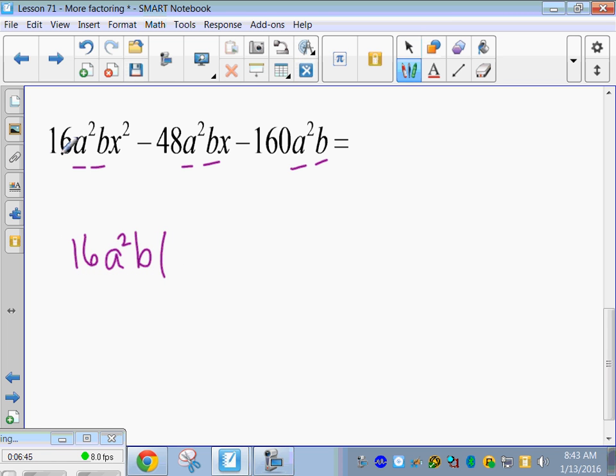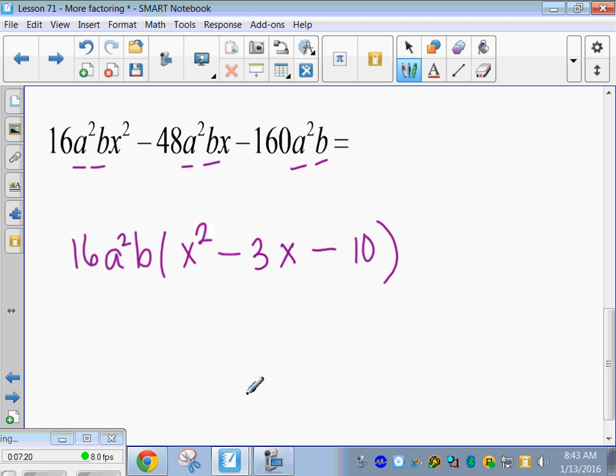So I took out the 16. I took out the a squared. I took out the b. What's left in the first term? X squared. Okay. We have a minus sign, and we didn't take a minus out, so it's going to stay minus. Anyone know 16 times what is 48? 3. Very good. Okay, the a squared came out, the b came out, so what's left? X. Okay, minus 16 times what gives me 160? 10. And then a squared b all factored out.